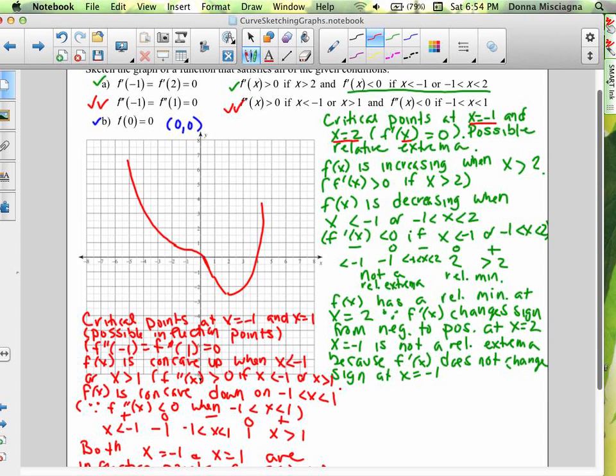It appears to, so right here, I'm going to put our points on here. So right here, that's an inflection point.